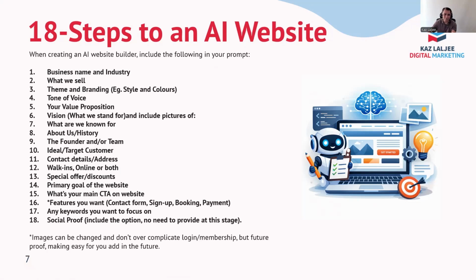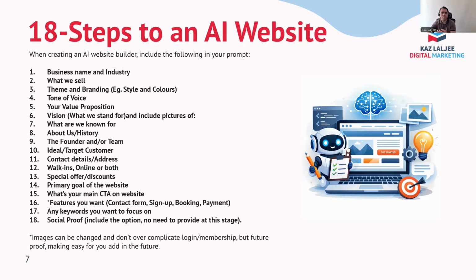Do you remember in the course we've used examples like Ryanair? They have a certain particular tone of voice. What's your value proposition? So, what does the customer get out of it? That's all we're saying. Number six, the vision, what we stand for, and include pictures.